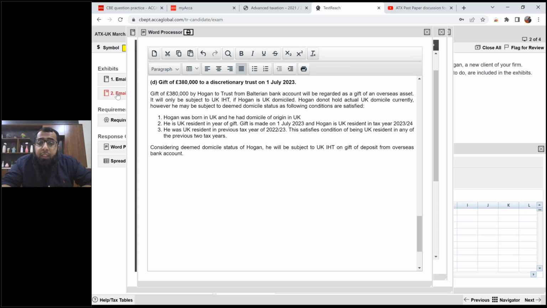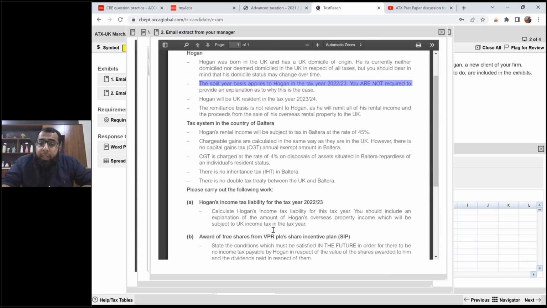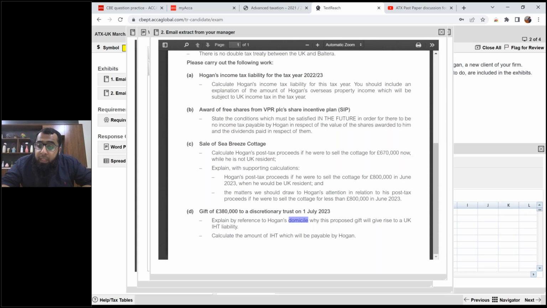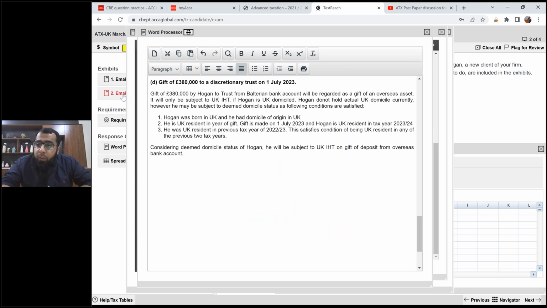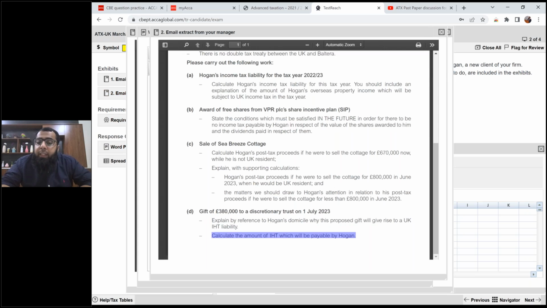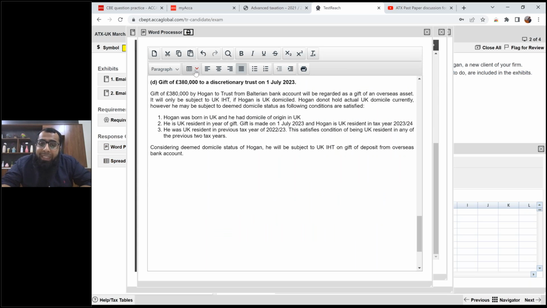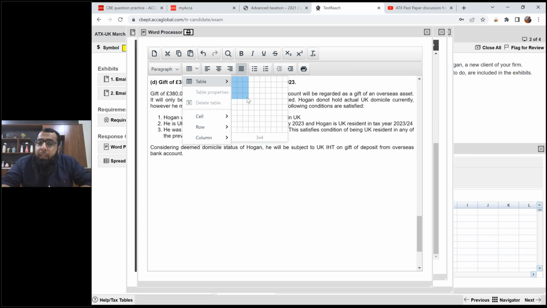Okay. So the first thing he asked was to explain, by reference to Hogan's domicile status, why this proposed gift will give rise to UK IHT. So it will give rise to UK IHT because he is a deemed domicile holder. Now the second thing he's asking is to calculate the amount of IHT. Let's calculate the amount of IHT. Not a big deal.